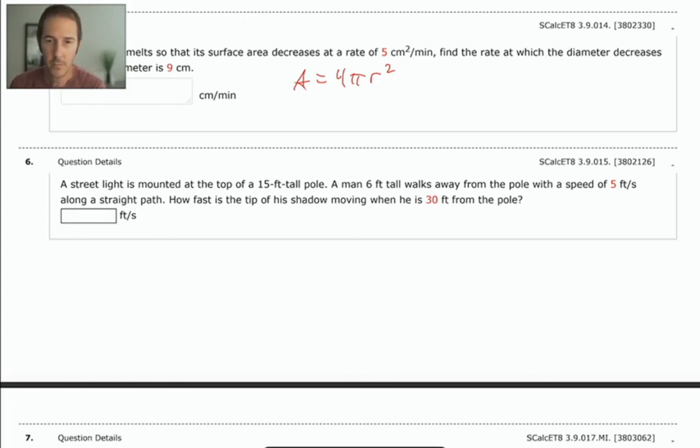And then as part of your diagram, so this is the street light. Let's draw a rough sketch. Ground, street lamp, 15 feet tall. Here's my lamp. There's a man who's 6 feet tall. He's walking away from the pole with a certain speed. How fast is the tip of his shadow moving when he's 30 feet away from the pole? So if that pole is 15 feet tall and he's 30 feet away, I gotta make him like twice as far away as the pole is tall.